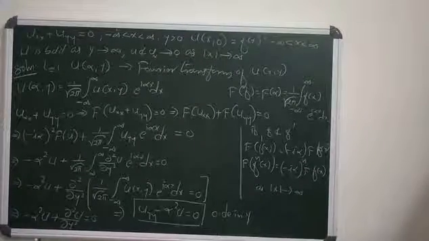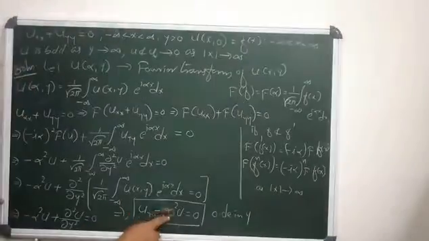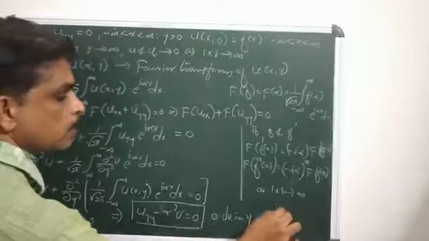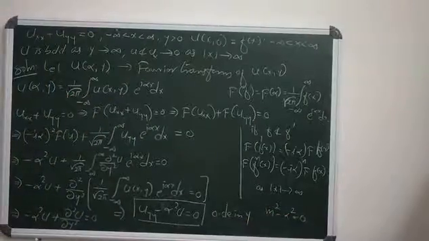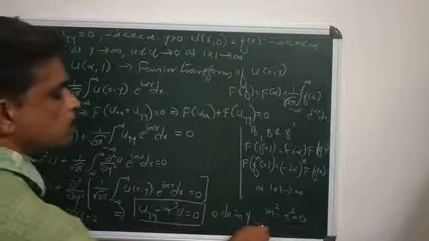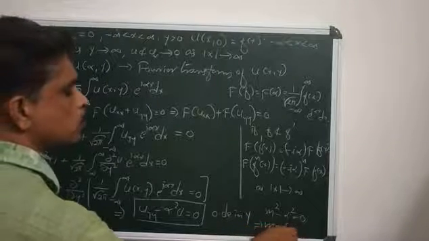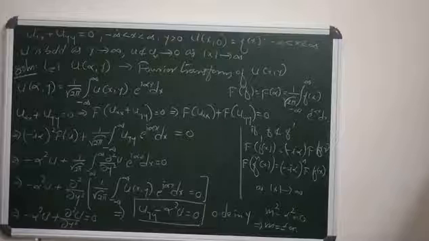Its auxiliary equation is m squared minus alpha squared equals 0. That means m equals plus or minus alpha, so it has two roots.